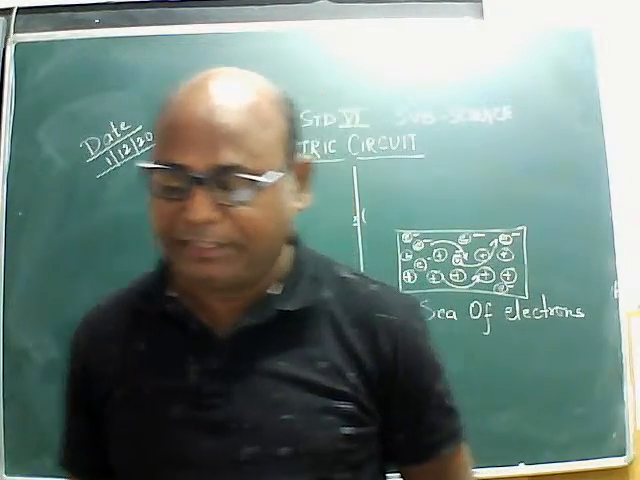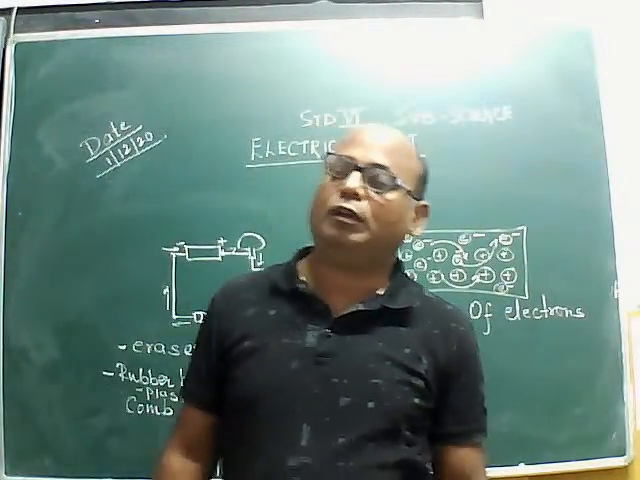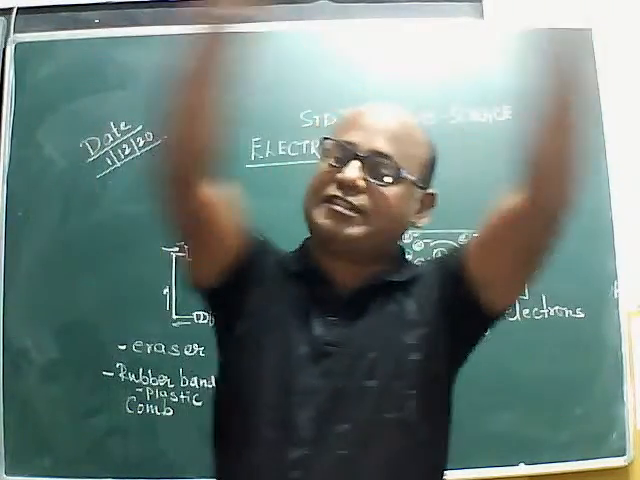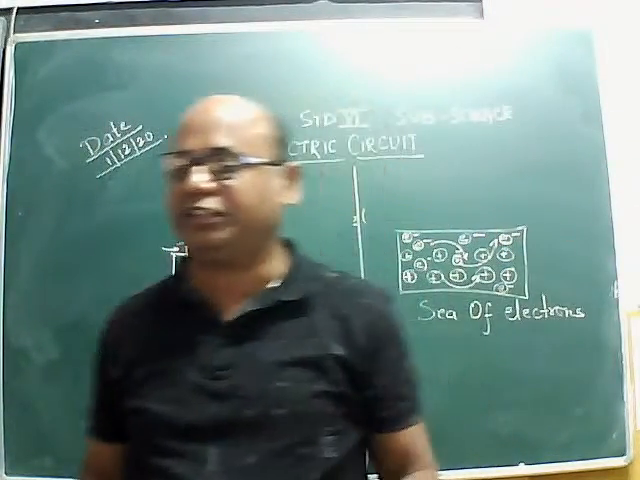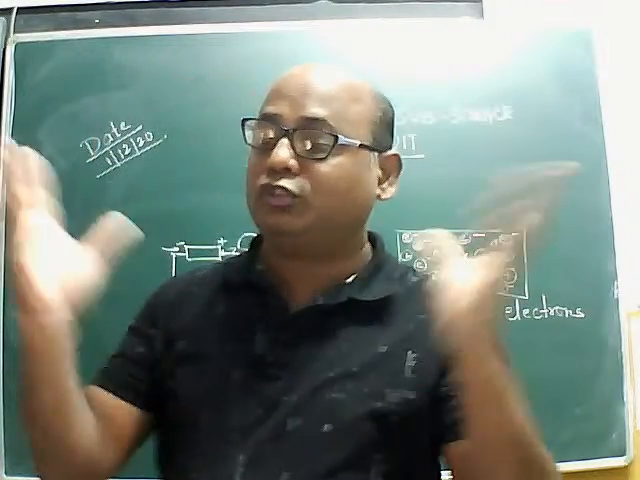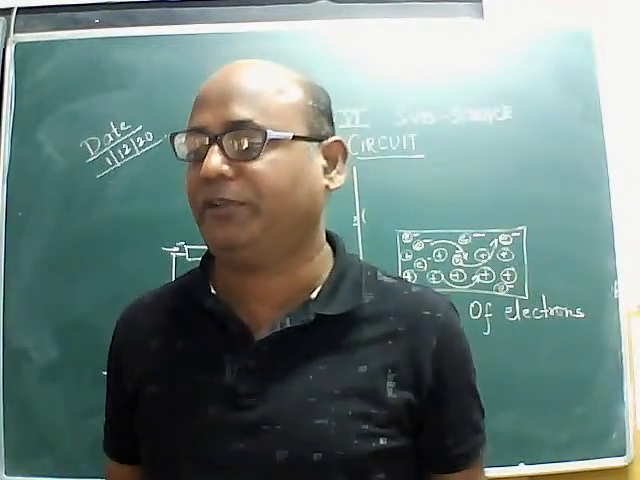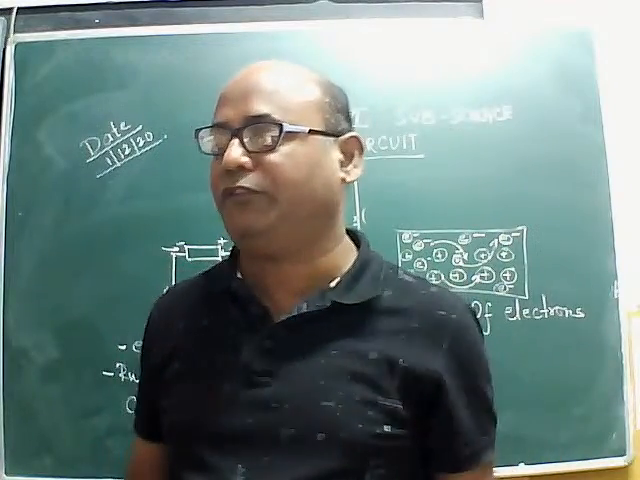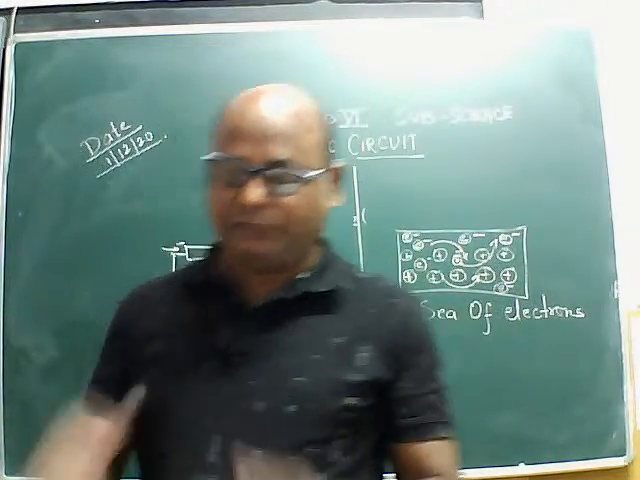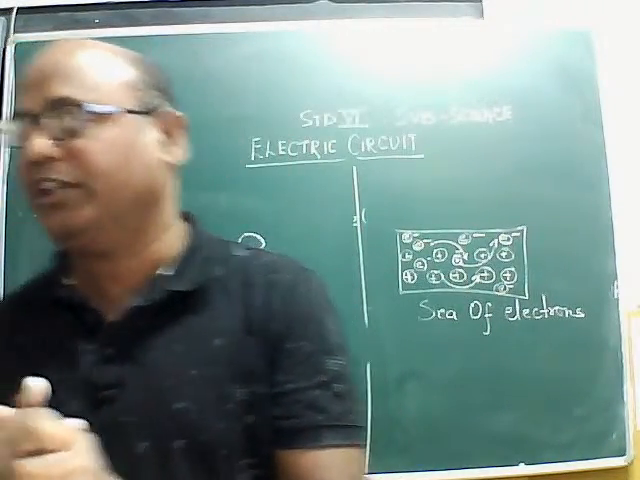Then, to avoid short circuits. These circuits are there. If one circuit comes in contact with the other circuit, what will happen? A huge flow of electricity will occur, fire will take place, a short circuit will take place. To prevent that also, we will find this insulation is very, very important.